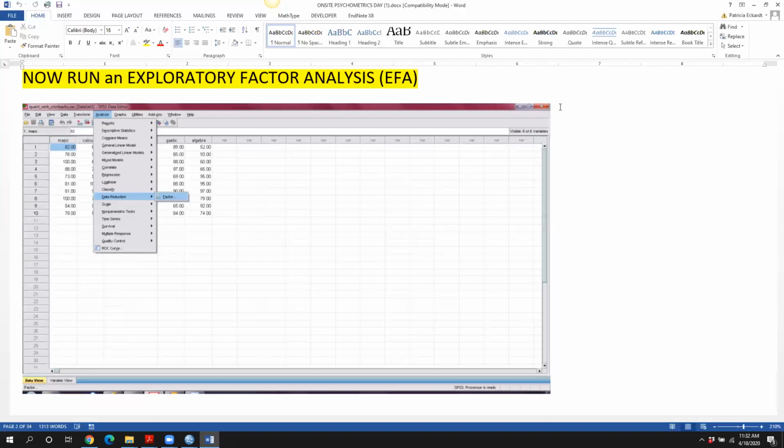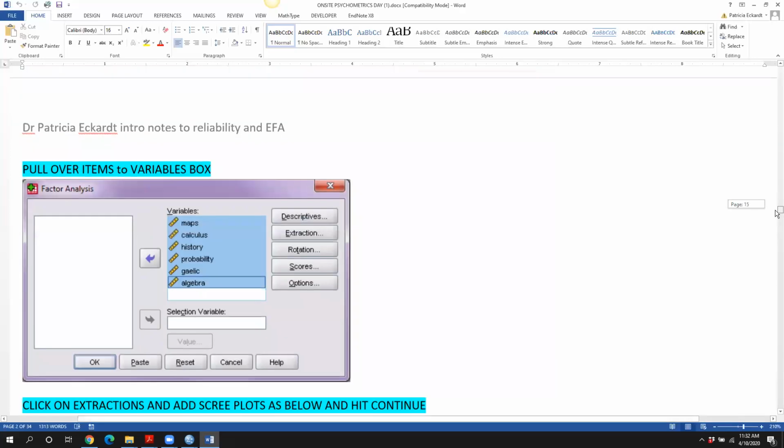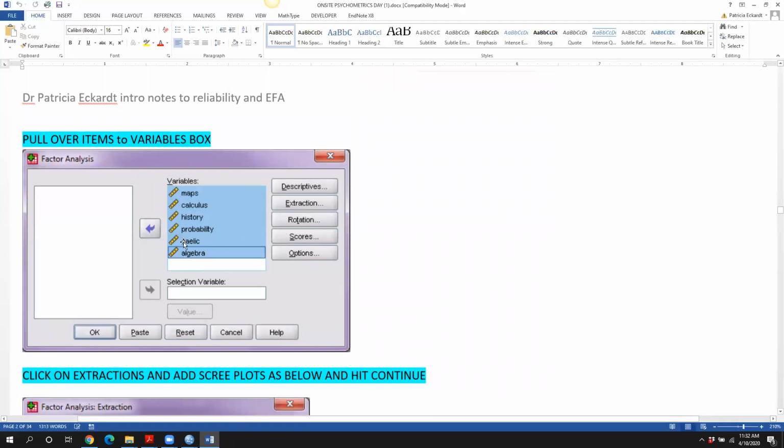So in SPSS, we're still working with the quant and verbal data set. You go to Analyze, Data Reduction, Factor, is the first thing you do. And when you do that, you're going to get the interactive dialog box that looks like this. And we're going to pull over our variables.